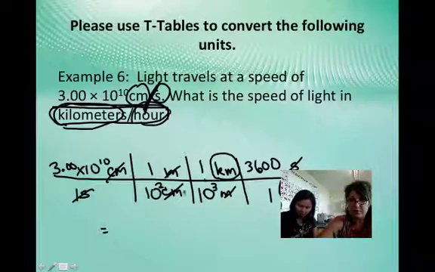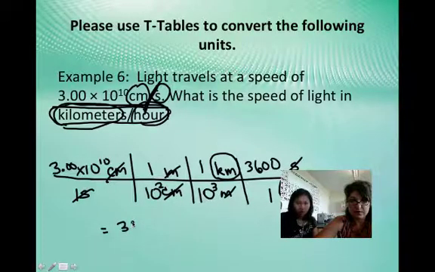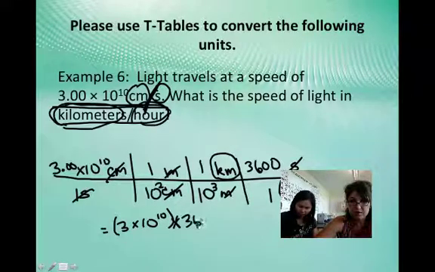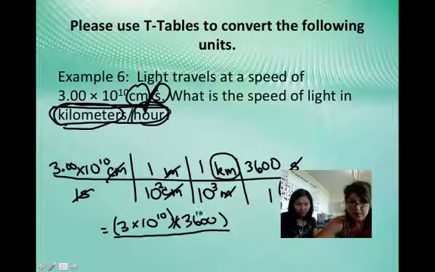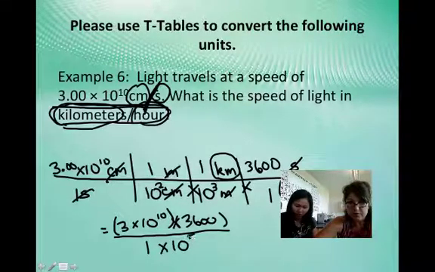3 times 1 times 1 times 3,600 times 10 to the 10. I'm going to use parentheses there, 3,600. All right, and then on the bottom, every time I cross this line, I have to multiply. So I have 1 times 10 to the 5th on the bottom, because 10 to the 2nd and 10 to the 3rd is 10 to the 5th.